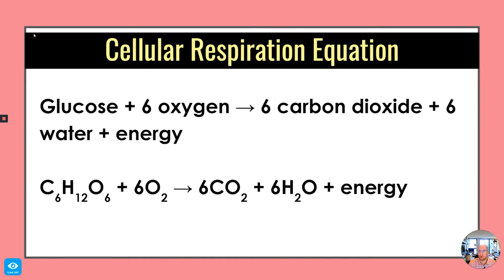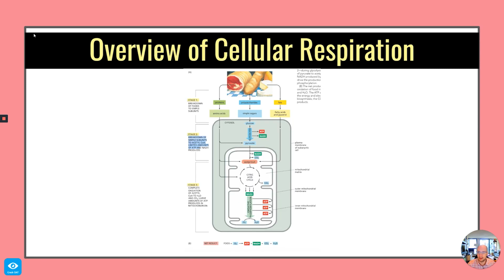Here's our cellular respiration equation. So glucose plus 6 oxygen will turn into 6 carbon dioxide, 6 water, plus energy. And here it's laid out mathematically. Here's an overview of all the steps.